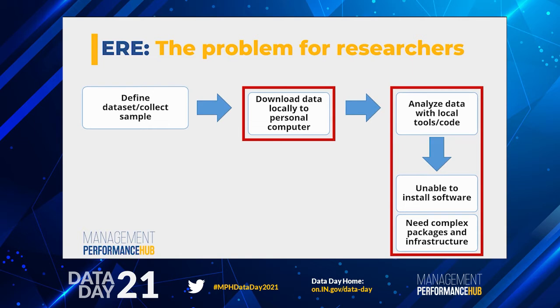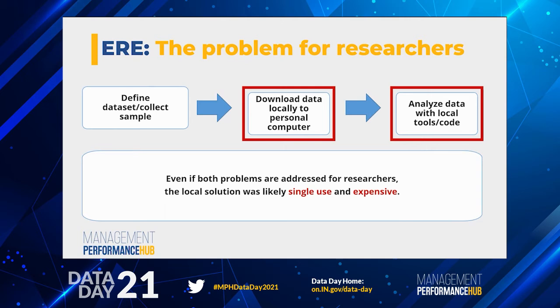The next piece is, let's say you got past that first blocker. Then let's say you want to use some really cool new machine learning algorithm or some cool computing technique, but you aren't able to install the software because it doesn't work on your operating system, or it takes a lot of computer expertise to get it working. And this just slows down your research. So like I said, even if you could solve for both of these things, it was likely a single-use solution, and it was probably expensive for you.